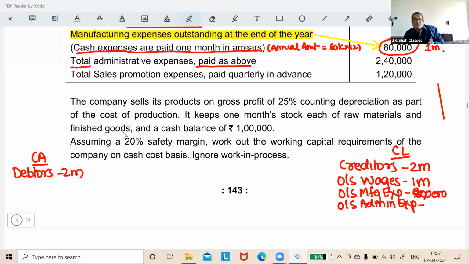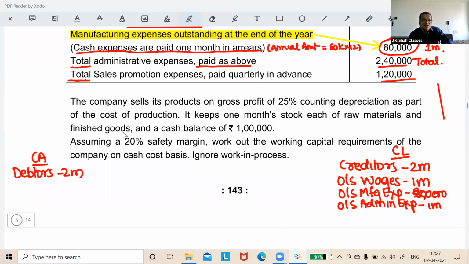Outstanding administration expense I know is what? Outstanding for 1 month, right? It's paid as above, which means it is outstanding for 1 month. And guys, remember, this 2,40,000 is a total amount. The total amount. Similarly, again, total means the annual amount is 1,20,000.